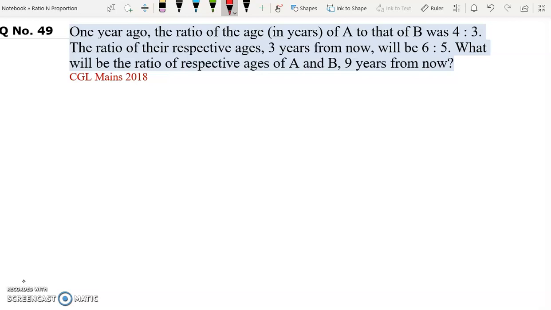Question number 49. 1 year ago, the ratio of the age of A to that of B was 4:3. The ratio of the respective ages 3 years from now will be 6:5. What will be the ratio of respective ages of A and B 9 years from now? So in this question, we have A and we have B. 1 year ago, the ratio of the age was 4:3. And the ratio of the respective ages 3 years from now will be 6:5.